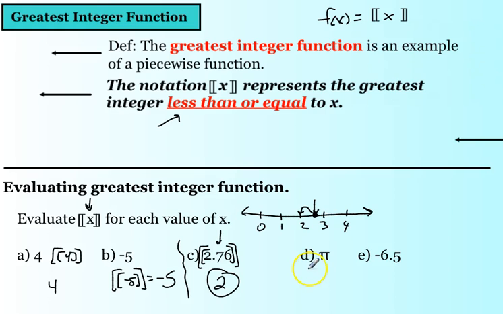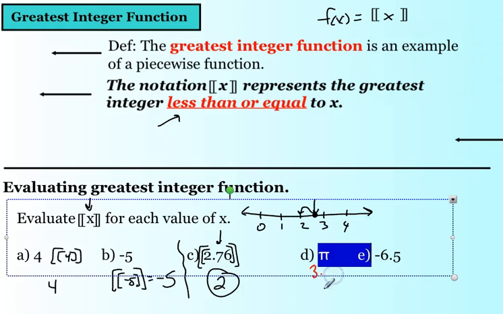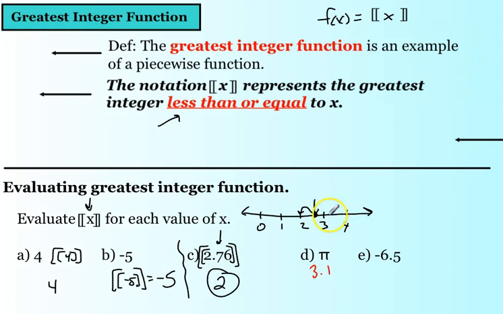Let's do D here. Well, D is pi. Pi is 3.14, right? 3.14 is right around here, right? So if that's where 3.14 is, if I put this into the greatest integer function, I would get 3. It's the greatest integer less than 3.14.